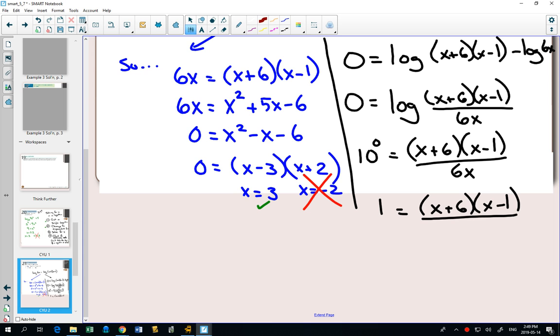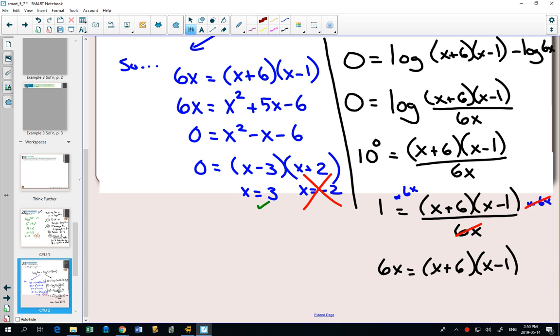And you have a rational equation to solve. How do you solve a rational equation? Get rid of the fraction. I can multiply both sides by 6x, right? If I multiplied both sides by 6x, the 6x's on this side would simplify, and I would get 6x equals.